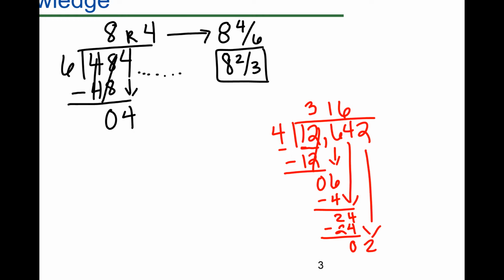So this is bringing back memories. Again, 4 won't go into 2, it's the last number you had, so you might say remainder of 2, or you might say that that is 3,160 and 2 over the 4 that you were dividing by, so 3,160 and 1/2.